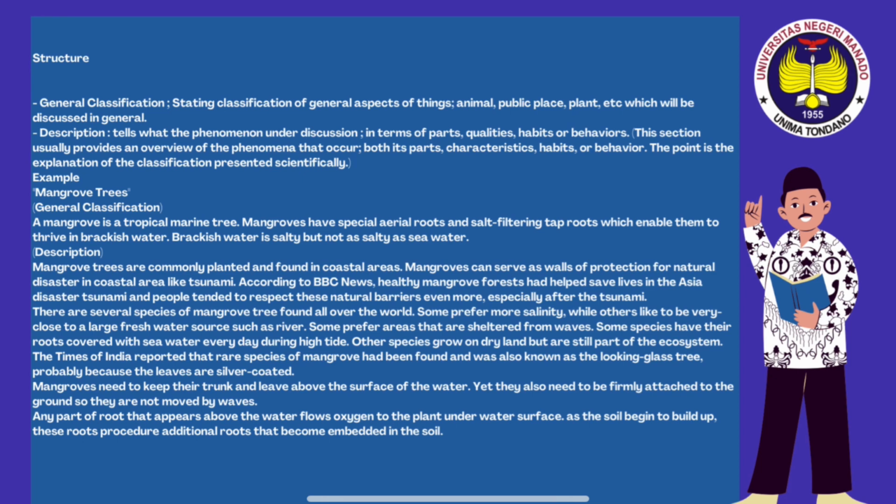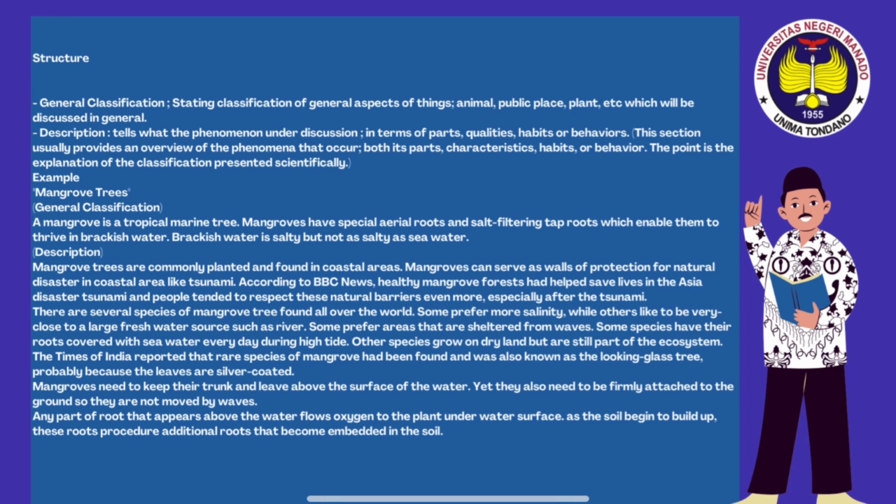Some species have their roots covered with seawater every day during high tide. Other species grow on dry land but are still part of the ecosystem. The Times of India reported that a rare species of mangrove had been found, also known as the looking glass tree, probably because the leaves are silver coated.